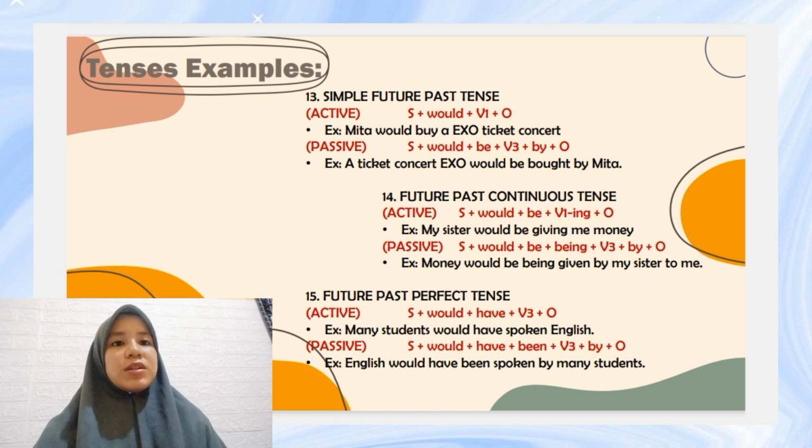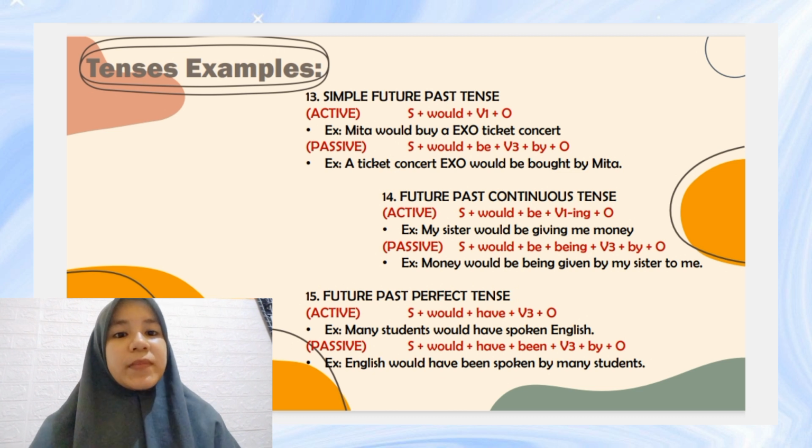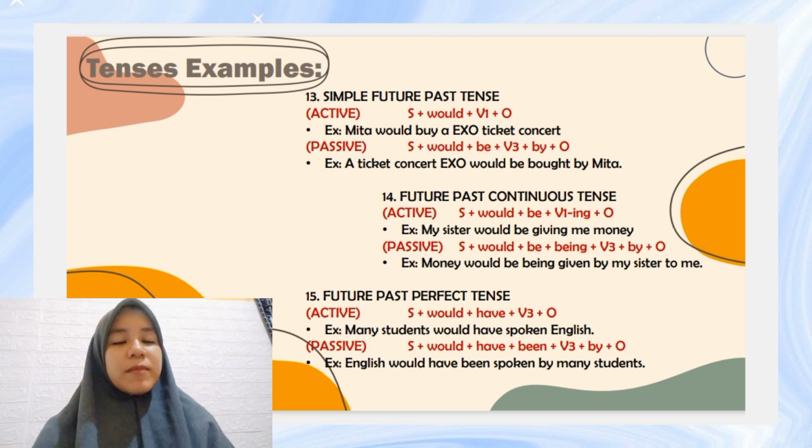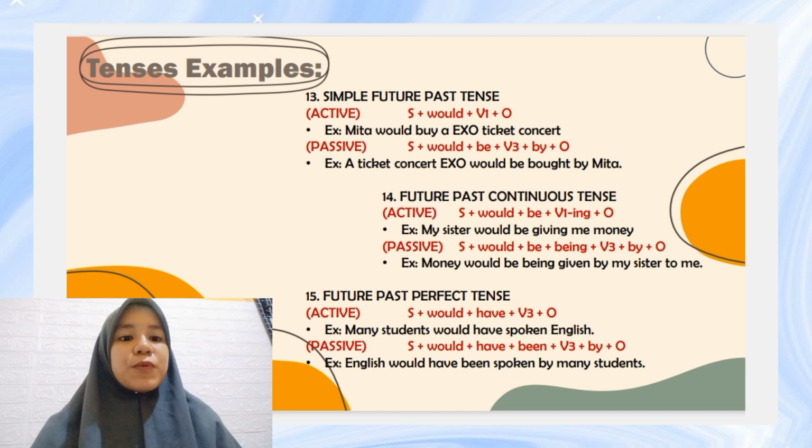Alright, I will continue the material about passive voice and active voice. Simple future past tense. Pattern active: subject plus would plus verb 1 plus object. Example, Mita would buy an EXO concert ticket. Pattern passive: subject plus would plus be plus verb 3 plus by plus object. Example, an EXO concert ticket would be bought by Mita.